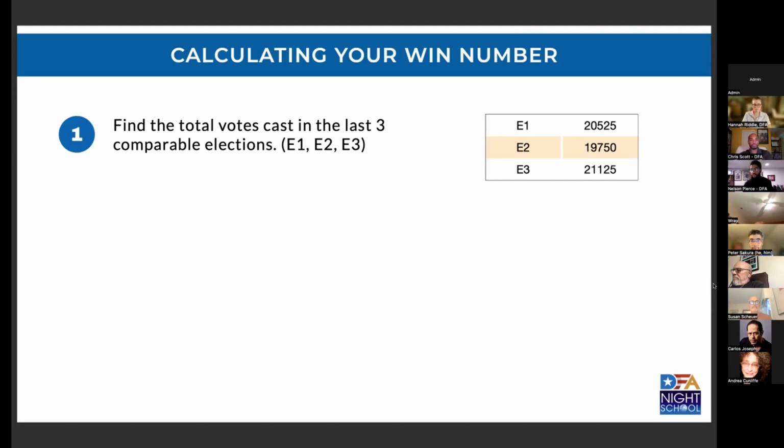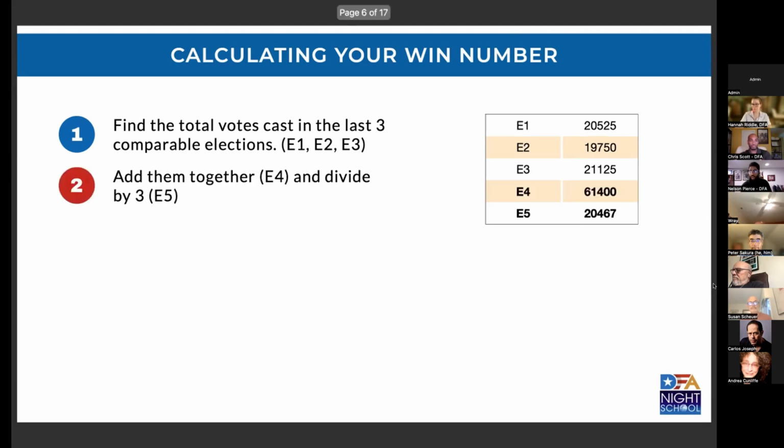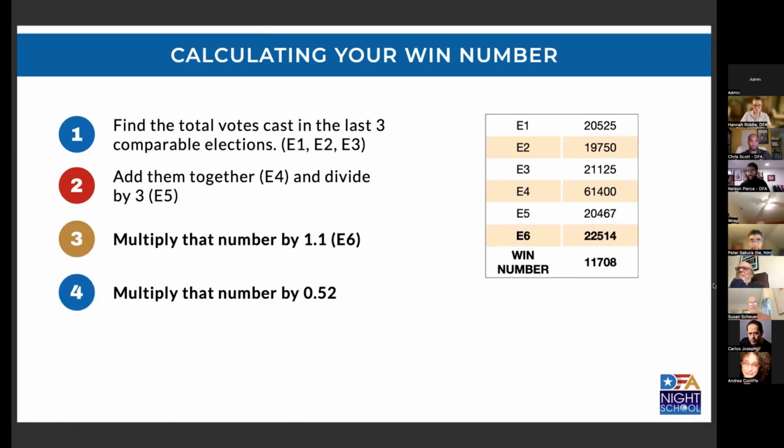And then you take those numbers and add them together, and you'll get a number like you see here on E4, which is the sum of them. You'll divide them by 3 because that's the number of elections you used. That number is the average voter turnout of those elections. You want to take that and multiply it by 1.1, or basically add a 10% bump, assuming that 10% more people will be engaged in this election than the average of the last 3, and then multiply that number by 0.52, essentially giving yourself a little bit more than 50%, than 51%, to determine your win number. It gives you just a little bit of cushion.